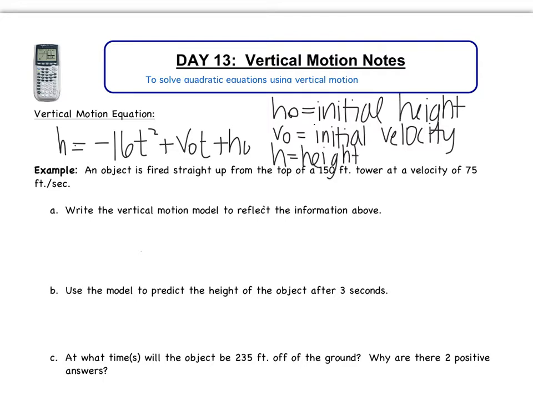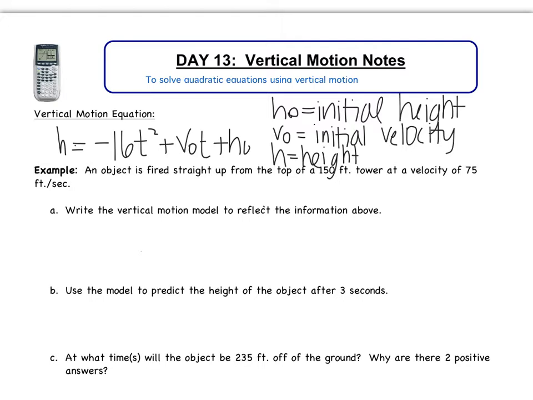So these problems are going to deal with either something being shot or something falling or something diving, and we're looking at after so many seconds, what height am I at? When am I going to be at the highest height? When am I going to hit the ground? Things like that. So if we look at the first example, it says an object is fired straight up from the top of a 150-foot tower at a velocity of 75 feet per second.